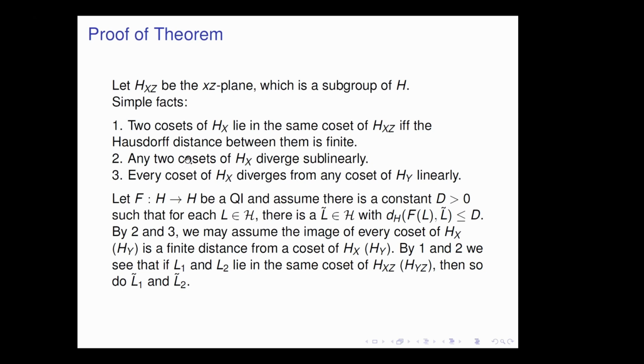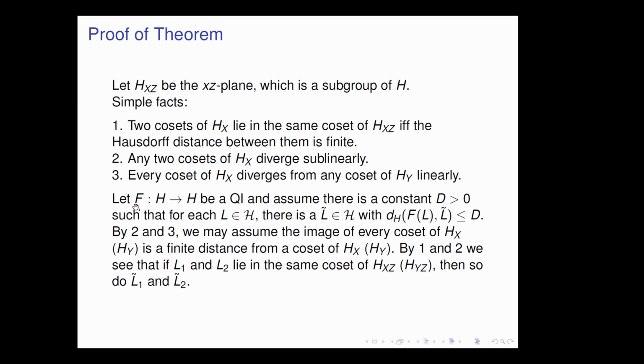Fact 2: if you consider any two cosets of the x-axis, you fix one of them and travel along the other coset, they always diverge sublinearly. So any two cosets of the x-axis diverge sublinearly. Fact 3: now you consider a coset of the x-axis and a coset of the y-axis. You fix one of them and travel along the other one, and then they diverge linearly. Now we consider quasi-isometries. The linearity, sublinearity, and finiteness are all preserved by quasi-isometry.